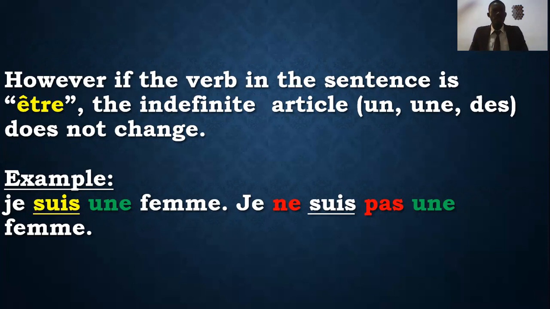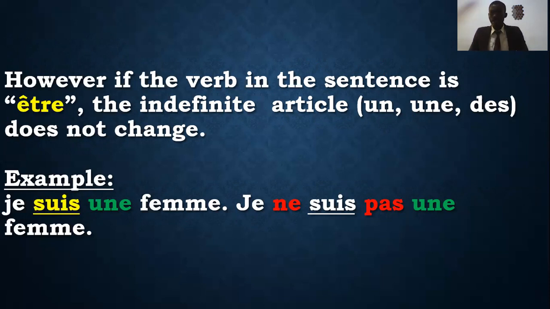And on the screen, it says, if the verb in the sentence is être, so we are dealing with verb être alone. Je suis, tu es, il est, elle est, nous sommes, vous êtes, ils sont. So those words, that is the simple present. If you have such a verb in your positive sentence, the indefinite article "un, une" does not change.